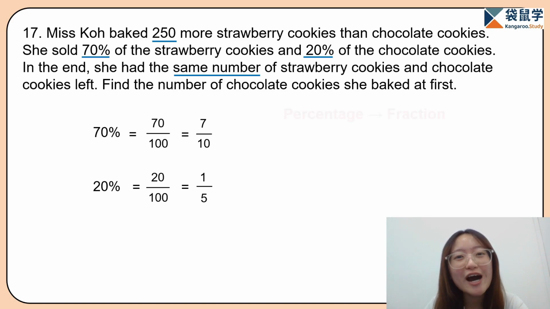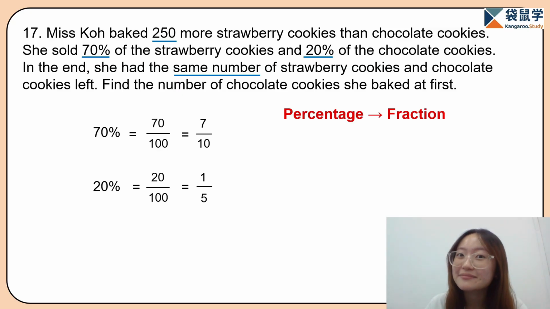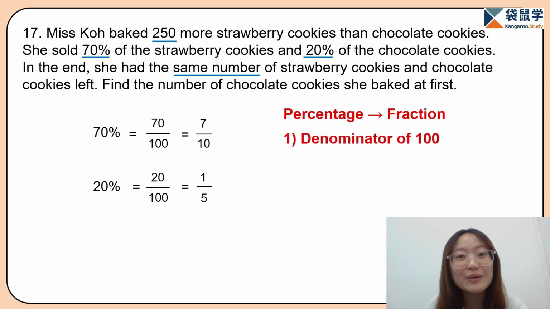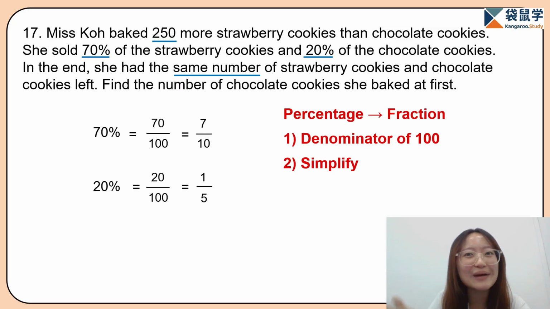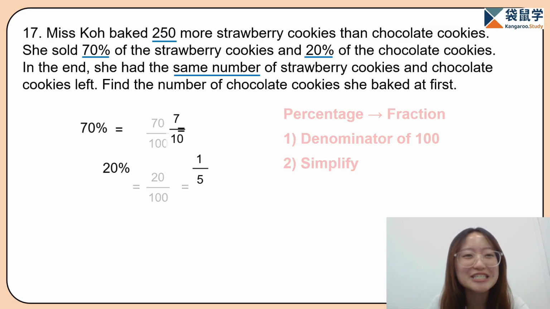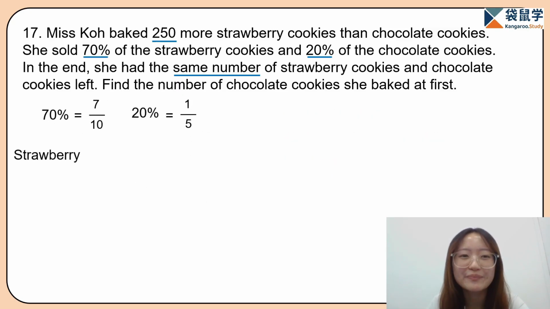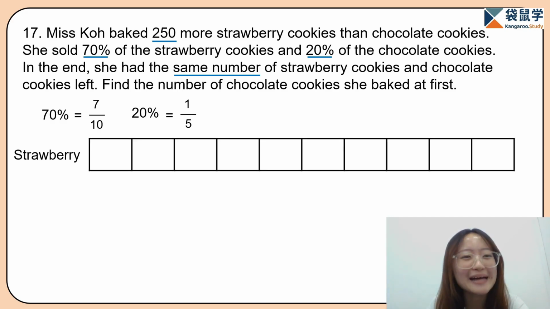So, when we convert a percentage to fraction, first, what will the denominator be? 100. And then we will need to simplify the fraction. Alright, so now we have converted to fractions. And how can we visualize fractions? By drawing models. So let's draw the model for strawberry. Since 7 over 10 was sold, how many parts should we have in total? 10 parts. And then we shade 7 for the ones that were sold, and we will have 3 parts left.